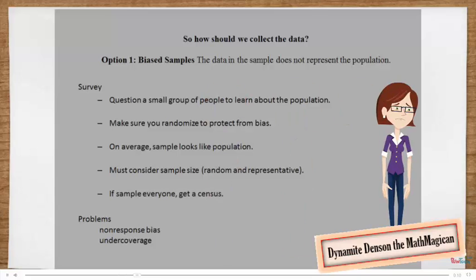Problems with surveys are non-response bias, where sometimes people won't mail back the forms, and undercoverage, where sometimes certain sectors of the population are missed.